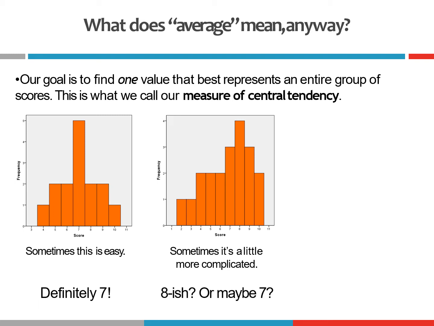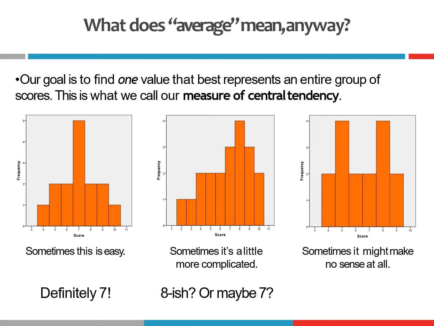So it still looks like 7 is probably the most frequent score, right? But 8 is also very frequent, or excuse me, in this case, the tallest bar there is 8, a score of 8, but 7 is also a very frequent score there. So how do we know? Is it 8 or is it 7? And then other times it makes no sense, right?